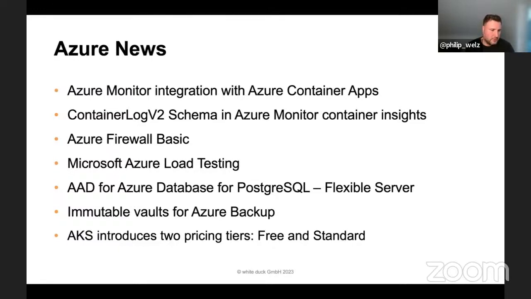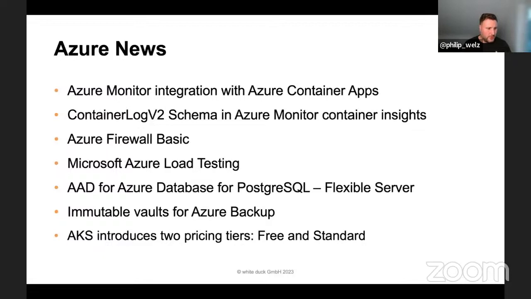We have also immutable vaults for Azure Backup. Immutable means you can't update it. So when a backup is there, it can't be modified. It has protection against ransomware attacks. It has protection against deleting backups. For example, when the retention time is up, the backup will be deleted. This is not happening with the immutable vaults. So this is a good thing, which also did go GA in March.